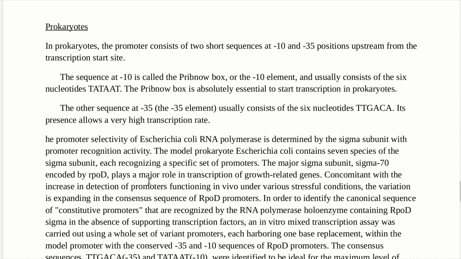In prokaryotes, the promoter consists of two elements. We've gone over that, so you might read over that, and it's called the Pribnow box. Keep that in mind. No one uses that term, but it's out there. It's TATA box now.